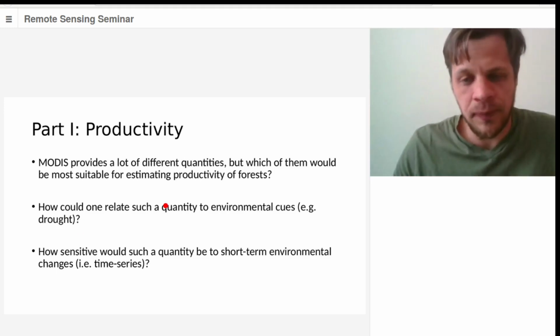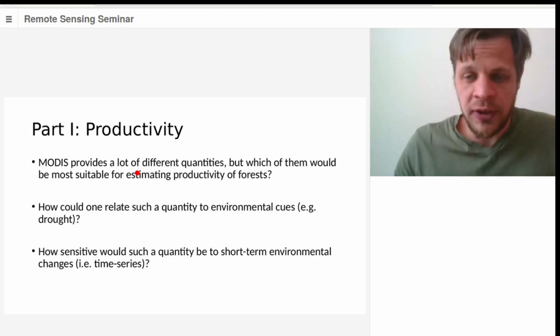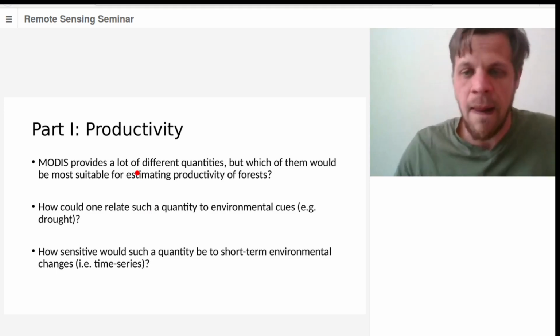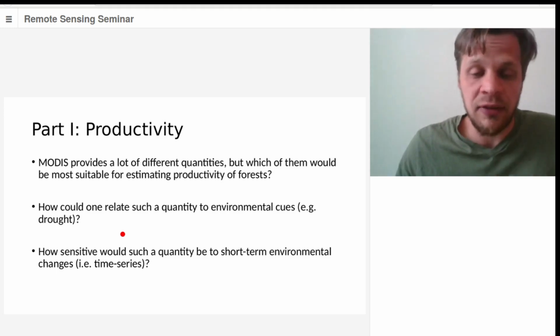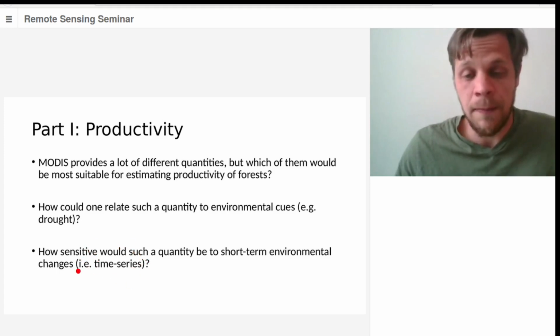And the next question is, how could one relate such a quantity to environmental drivers? For instance, drought. Drought usually occurs at very short timescales, like weeks or months, or maybe a single year. So we were looking for a variable that is sensitive enough that we can also model short-term changes in forest vegetation as a response to drought, and also over long time series so that you get repeated observations.